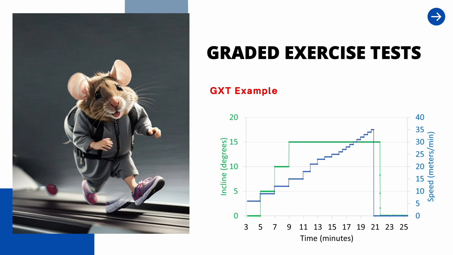Here we have in graphical form the GXT we use to determine VO2 max. Note this is one GXT protocol and the treadmill can be programmed to fit your individual research. In this example, the incline shown in green increases quickly to its maximum at 9 minutes. Speed in blue continues to increase past 9 minutes until 21 minutes. In practice, as we will see, the run may be stopped before 21 minutes because the mouse reached maximal exertion.